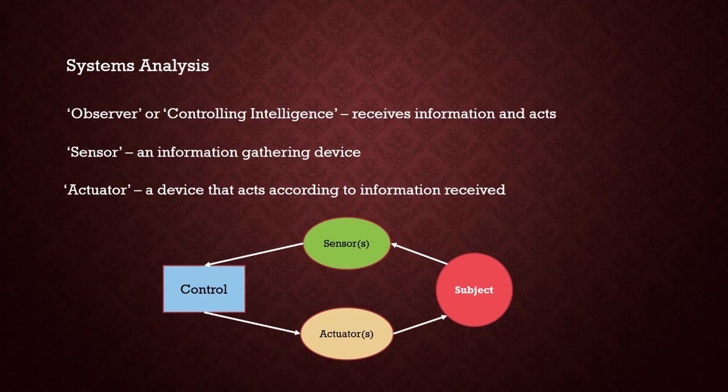The controlling intelligence could also be the software that operates, or actually there are mechanical computers as well, but the workings of the machine that take the sample and then measure the response. The sensor is the information gathering device, and the actuator is the device that will act according to the information received.